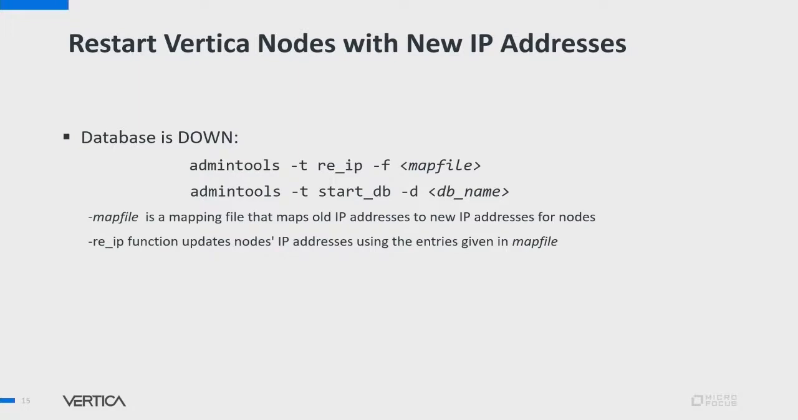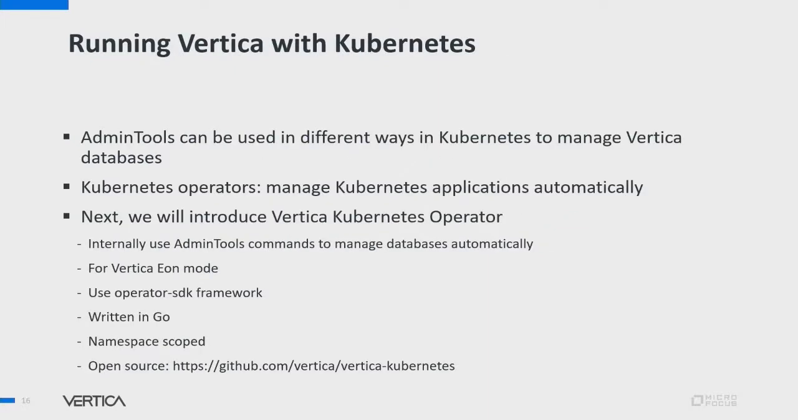Both re-IP and startdb are existing admin tools commands, and they have good documentation, so we do not discuss more details of them here. Admin tools commands can be used in different ways in Kubernetes to manage Vertica databases. And using a Kubernetes operator is one of the best ways. A Kubernetes operator manages a Kubernetes application automatically. Next, we will be introducing the Vertica Kubernetes operator. The Vertica Kubernetes operator internally uses admin tools commands to manage the database.